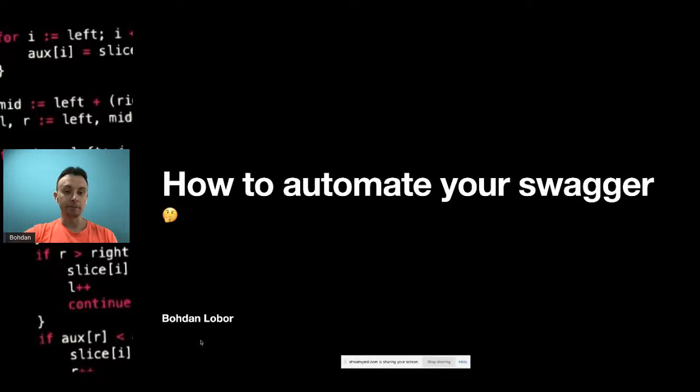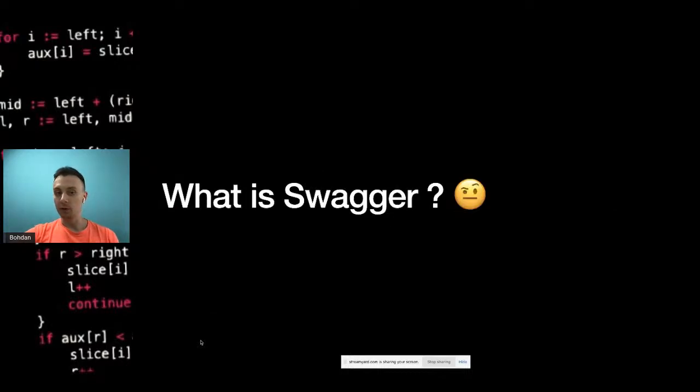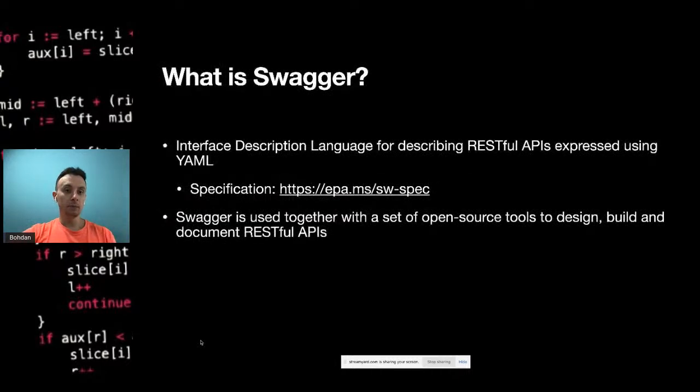So yeah, first of all, just briefly, what is Swagger, right? Just to make sure that everyone is aligned. Swagger is just a plain simple YAML file, which describes your RESTful API, basically defines the behavior of your API. Well, usually it's RESTful, right?